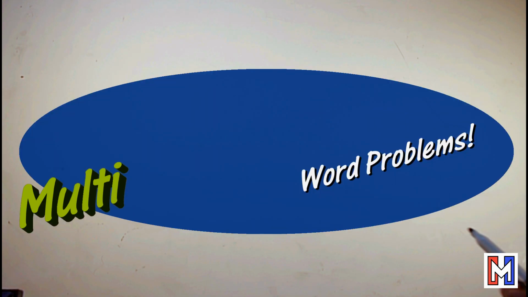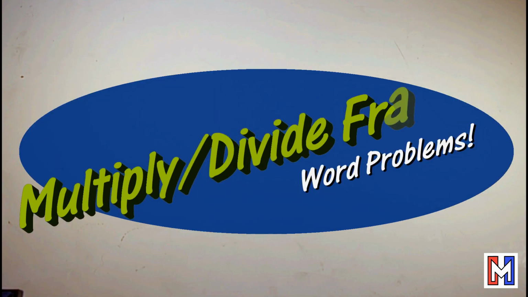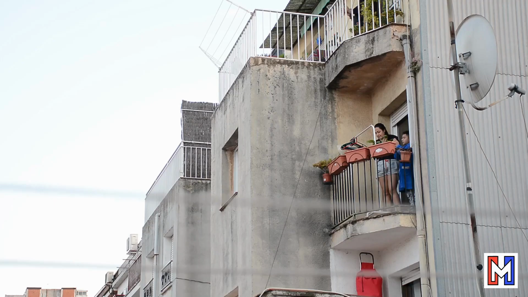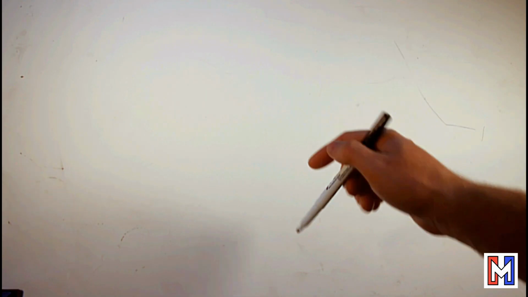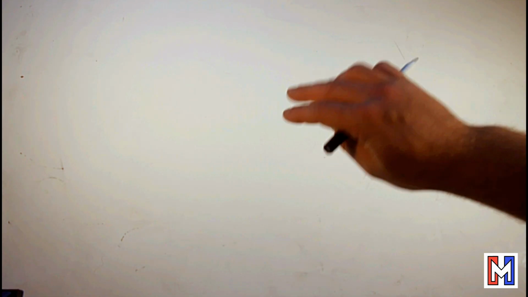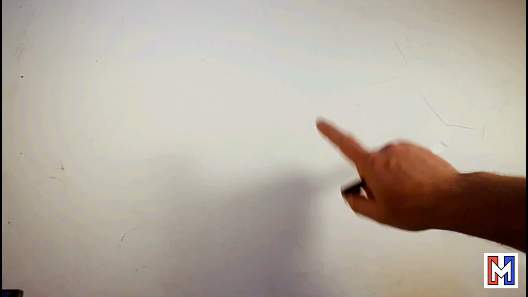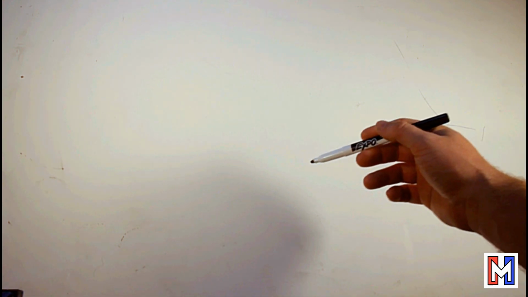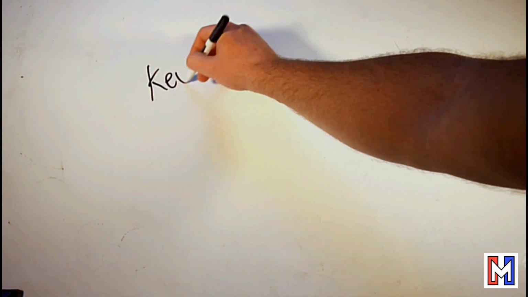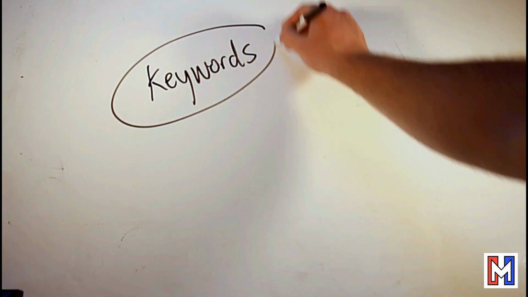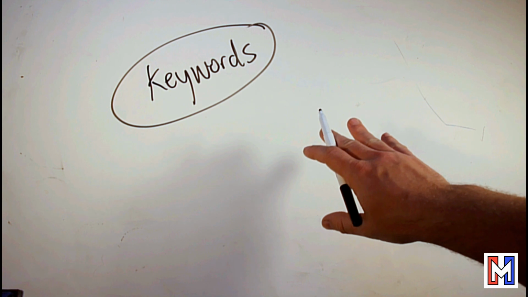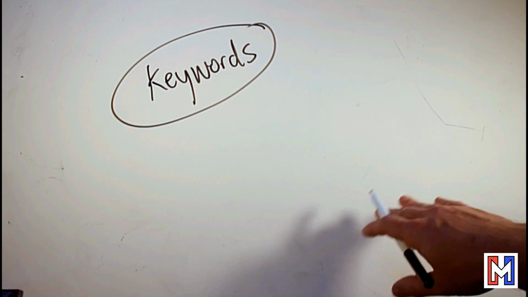All right, so we're doing multiplication and division word problems with fractions. In order to do this, I have a couple of tricks that I want to go over with you. Once you find this process, it's going to be similar for any word problem, so you want to do this process no matter what. First off, with any word problem, you want to pay attention to the key words. The key words are going to give you hints as to what operation you have to do, what it wants you to do.